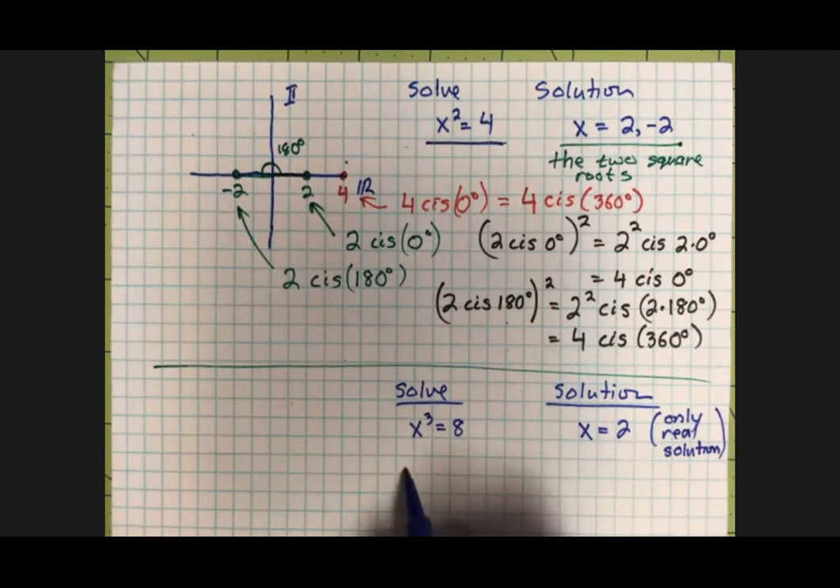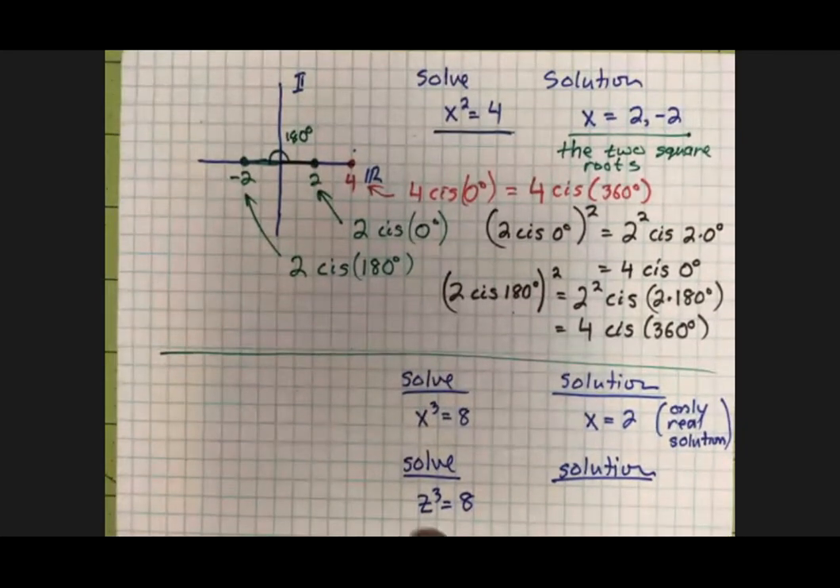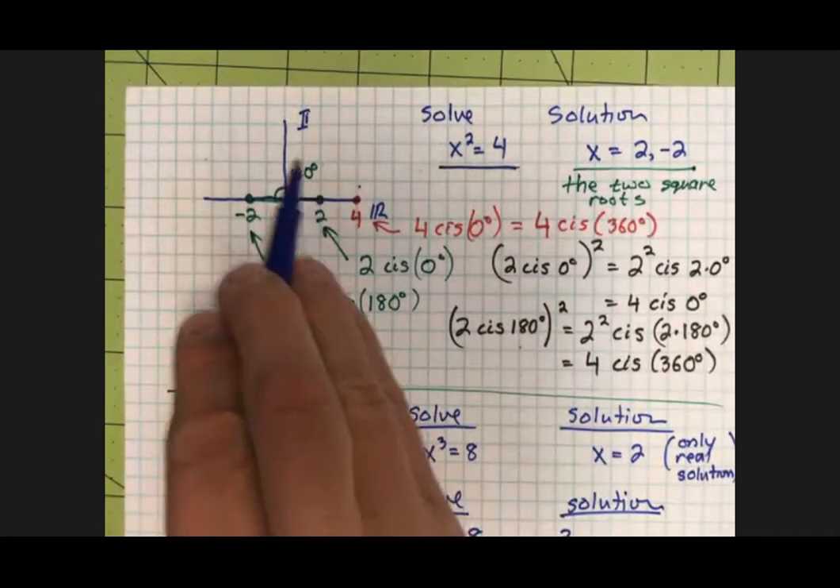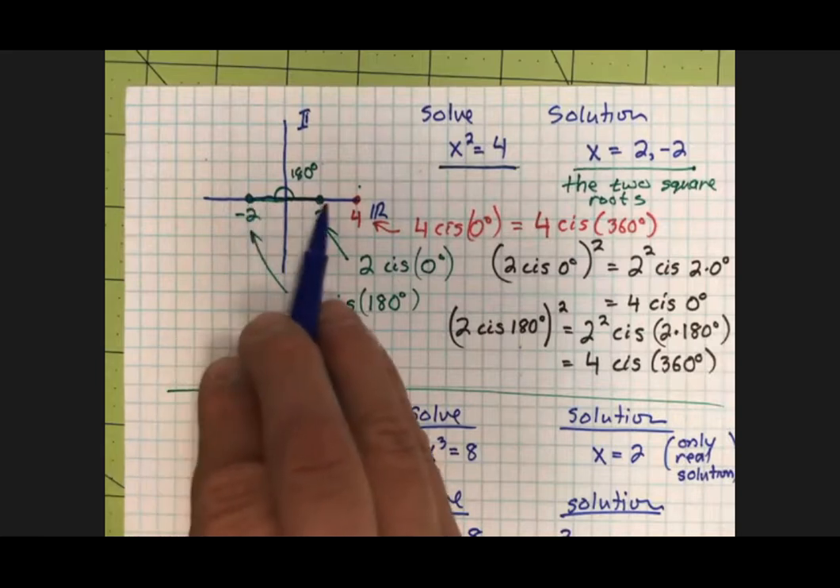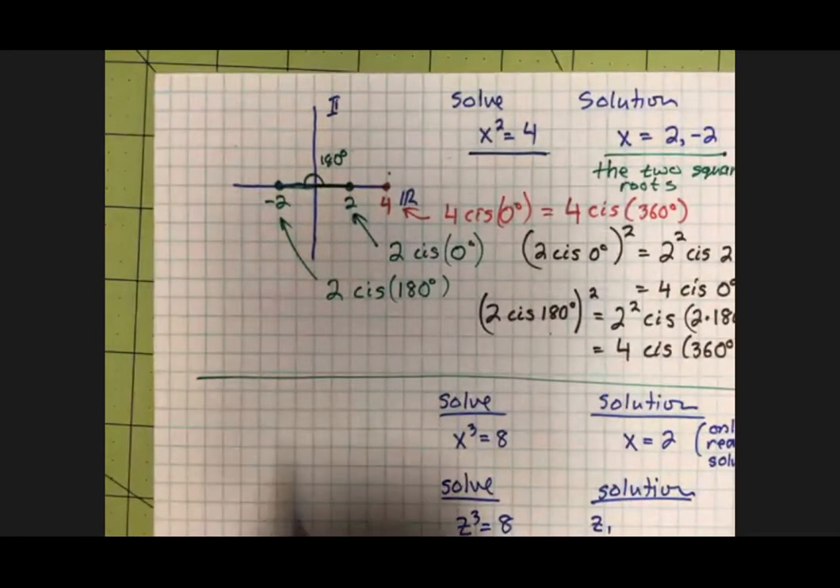But what if I used complex numbers? What if I asked you to solve z cubed equals 8? What happens is I get 3 answers that are equally spaced about the circle of 360 degrees, just like these two square roots are equally spaced about a circle of 360 degrees by 180. Here, let's draw a picture.